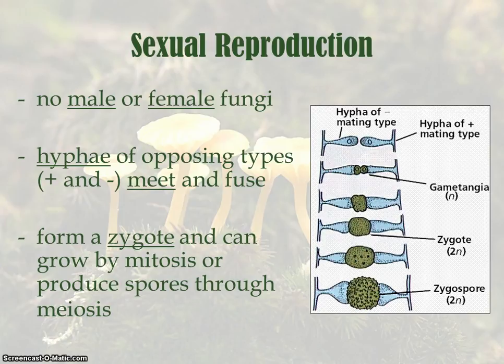Once they fuse, they would produce chemicals to start to form a zygote, and within that zygote, they would transfer pieces of genetic material from the two mating fungi. Then it could grow by mitosis or through spore production and meiosis. So that is a very straightforward process of how sexual reproduction within fungi works.